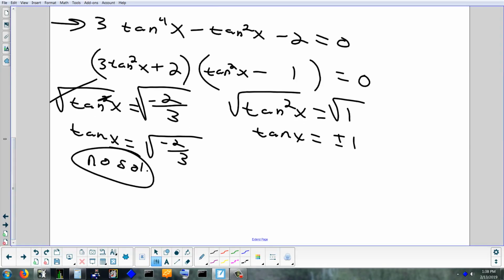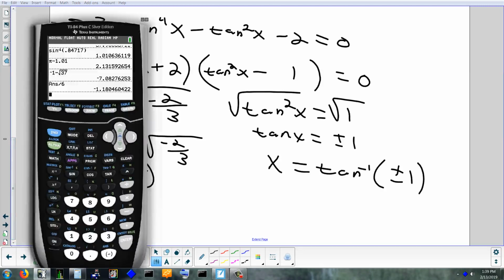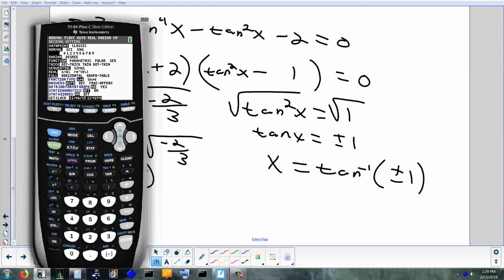Now, what do I do on both sides to get x by itself? Inverse tangent. So x equals inverse tangent of 1 and negative 1. Let's do it in degrees and see what we got.